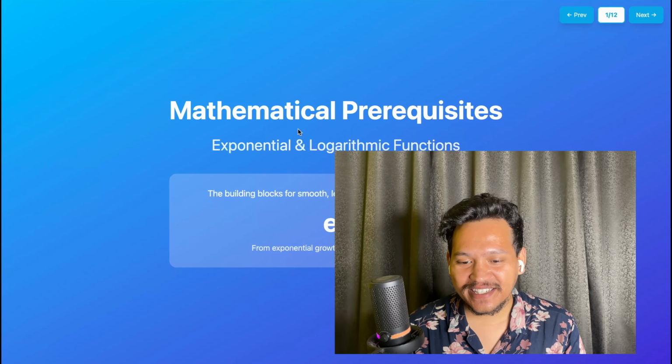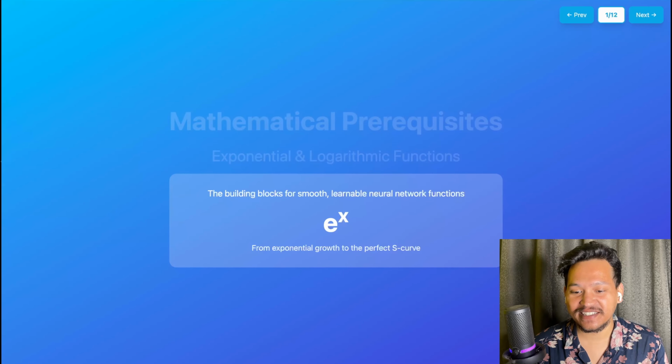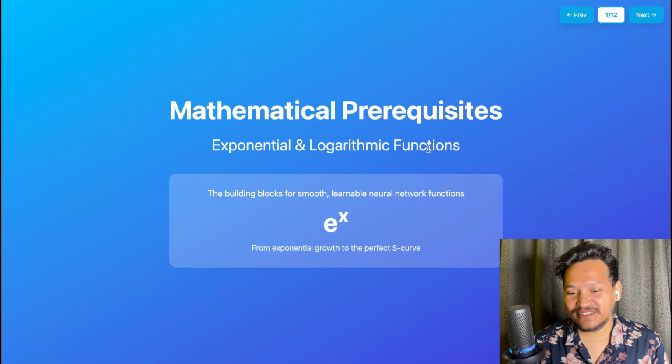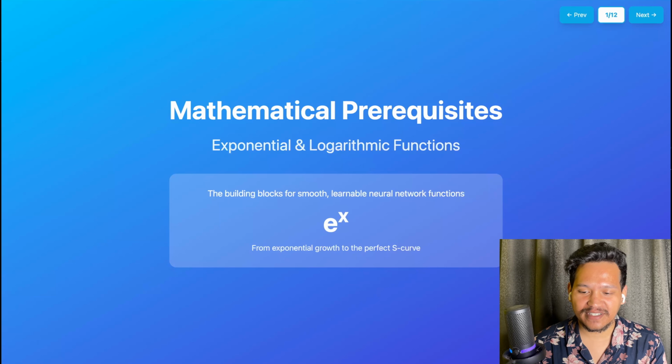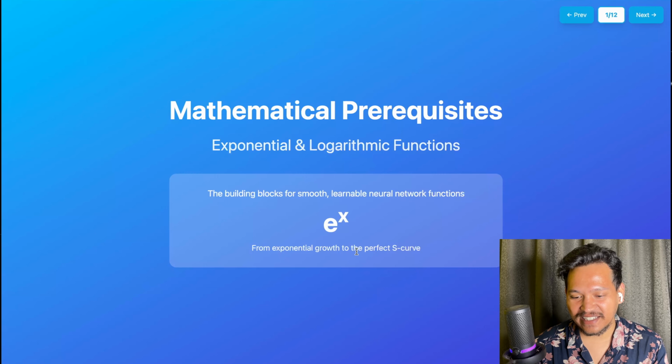Welcome back. We have seen that step functions create problems with their sudden jumps. What we need is a smooth S-shaped curve that gradually transitions from 0 to 1. But to build that perfect curve, we need to understand two special mathematical functions, exponentials and logarithmics. This might sound intimidating, but they are actually everywhere in nature and technology.